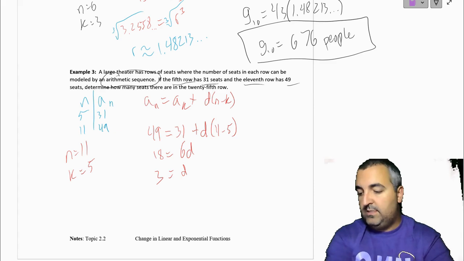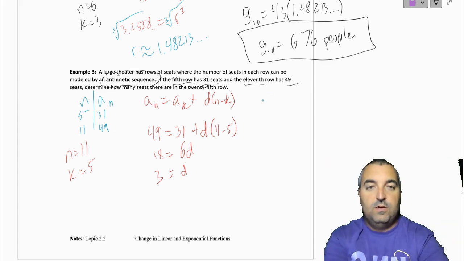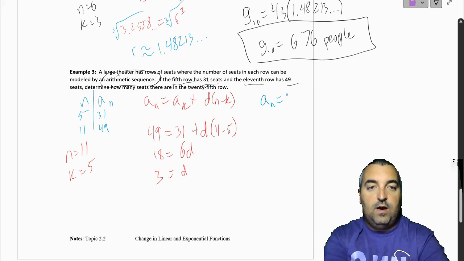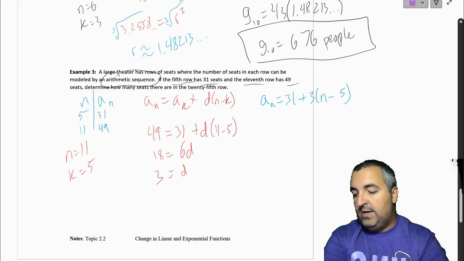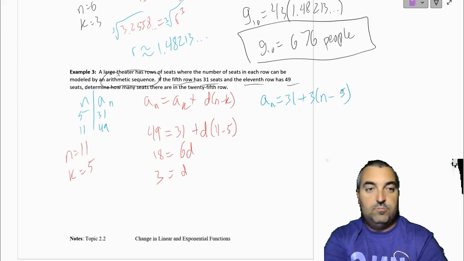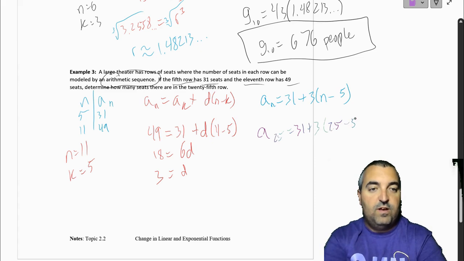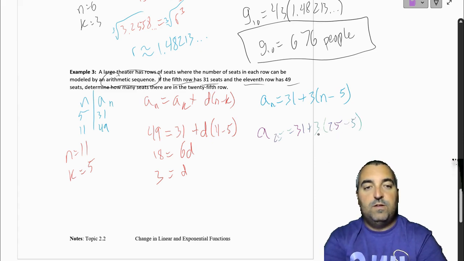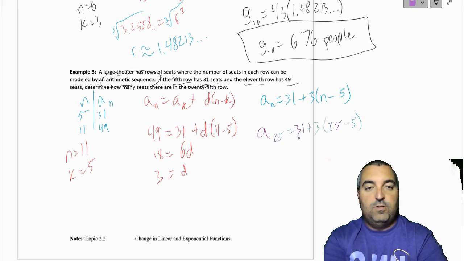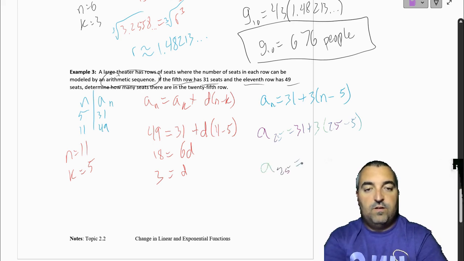Once we know what d is, we go ahead and write our equation. So a sub n equals, again still using k as 5, 31 plus 3 times n minus 5. And there we go. There's our equation. So now let's substitute in 25. a sub 25 equals 31 plus 3 times 25 minus 5. When you simplify this, you get 3 times 20, which is 60, plus 31. So a of 25 is 91 seats.